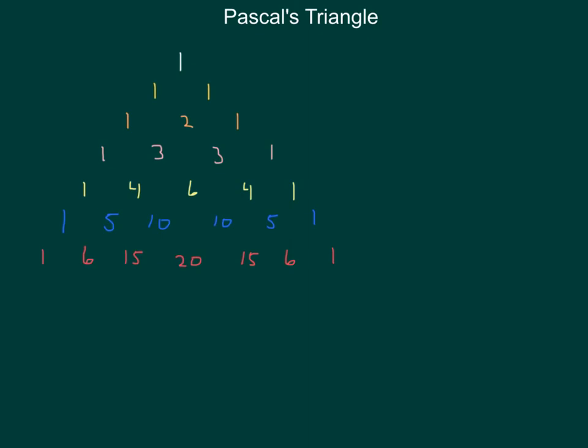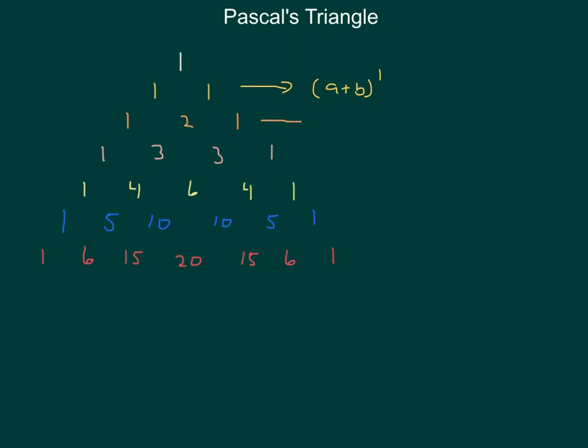Now at this point, I would like you to turn back in your notes and look at those expansions we did when we took a plus b to the 1st, 2nd, 3rd, 4th, and 5th power. Specifically look at the binomial coefficients and compare them to the rows of Pascal's Triangle. What you should notice is that this 1 and 1, this row right here, corresponds to a plus b to the 1st power.